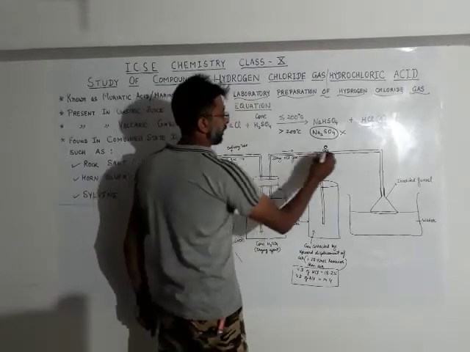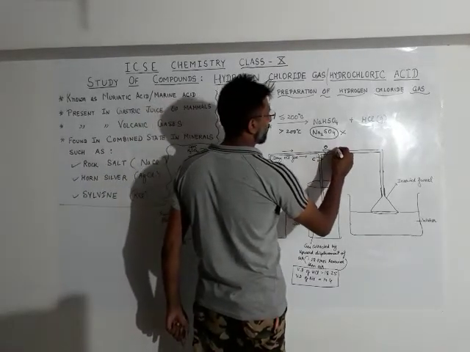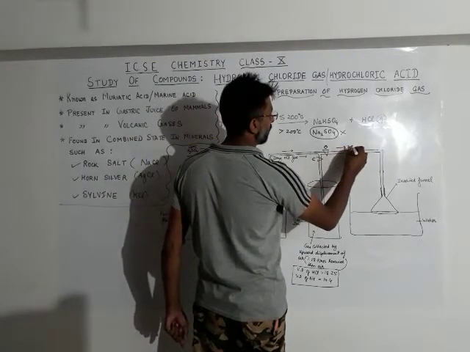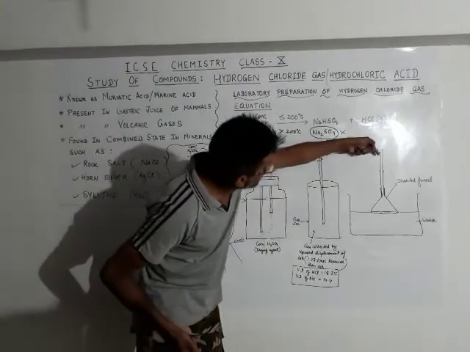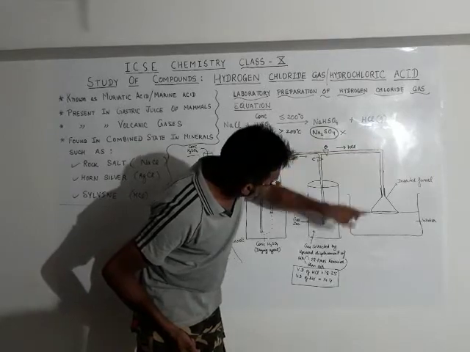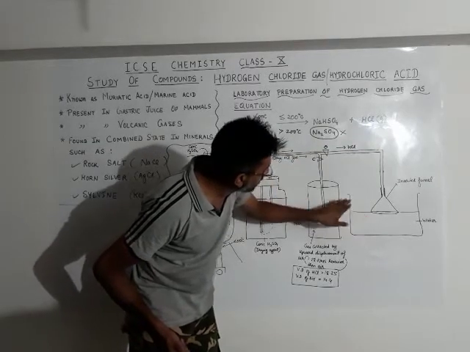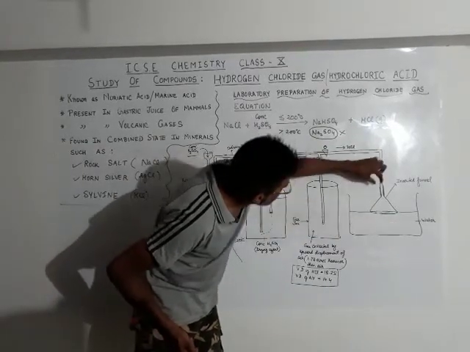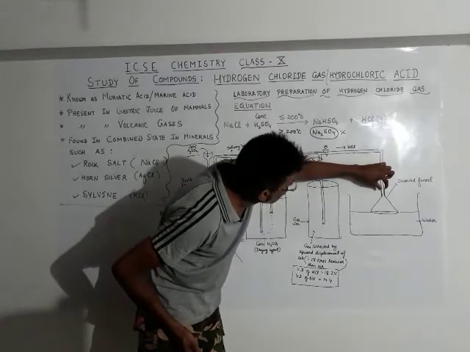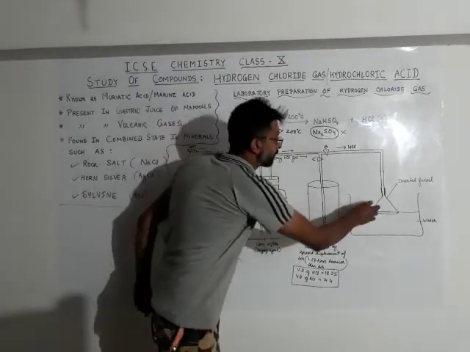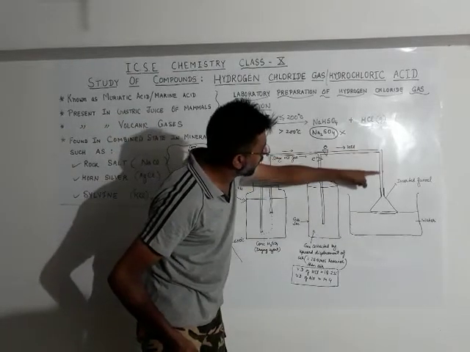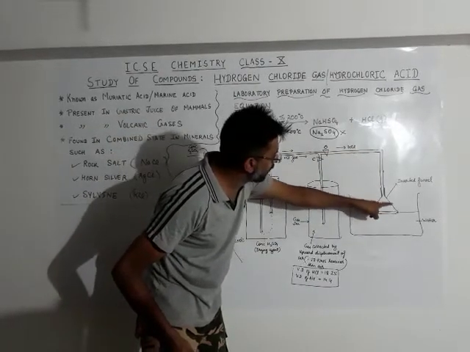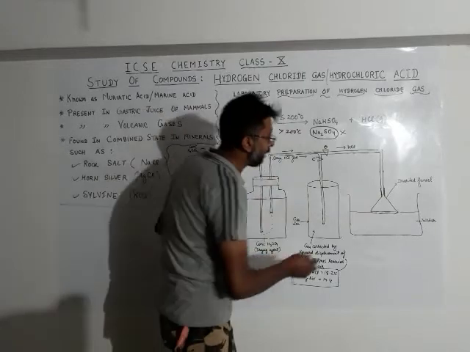So what happens? The hydrogen chloride gas starts to move in this direction, and then it enters this delivery tube this way. There is a water trough, a trough containing water, and there is an inverted funnel attached over here. The funnel is upside down. So the gas comes all along this way and fills up the funnel properly.